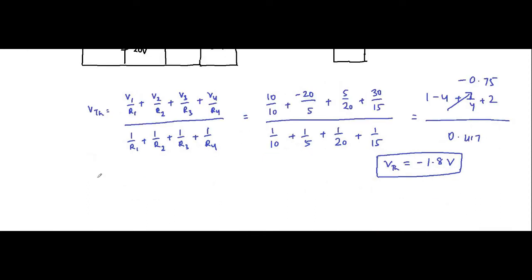RTH will be R1 parallel R2 parallel R3 parallel R4, which is directly 1 by R1 plus 1 by R2 plus 1 by R3 plus 1 by R4, which will be the same here: 1 by 10 plus 1 by 5 plus 1 by 20 plus 1 by 15, which will be 0.417. 1 by 0.417 will be around 2.4 ohm. So this is RTH.